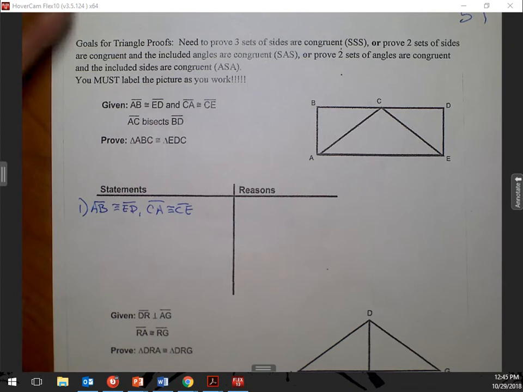You tell me. What do you think? No. Class, yes. What's my reason? Because they're congruent. See, if you had a candy, I'll give you another one. It's given.